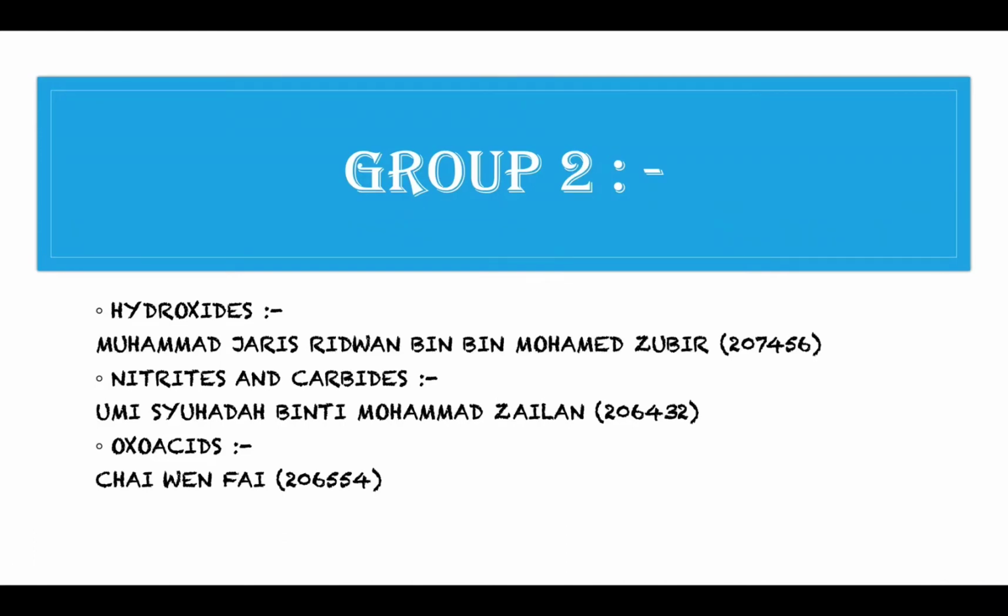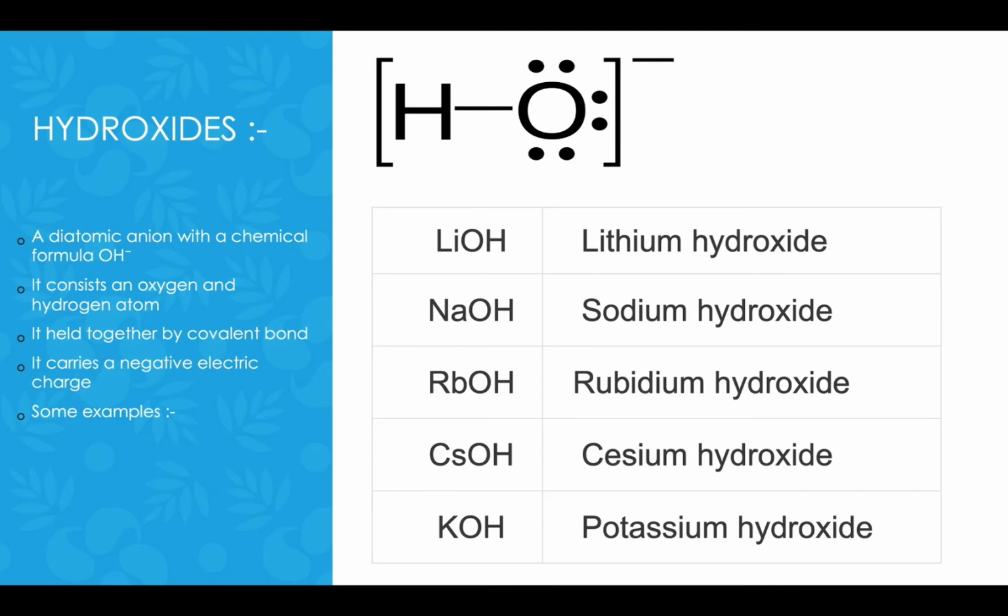Today our group will present about the hydroxides, nitrates, carbides and also acids for group 1. First of all, let's go to the hydroxides. Hydroxide is a chemical compound that highly reacts with metal. It contains a diatomic anion with the chemical formula OH-. It also consists of an oxygen and a hydrogen atom held together by a covalent bond. Its function is to carry a negative electric charge.